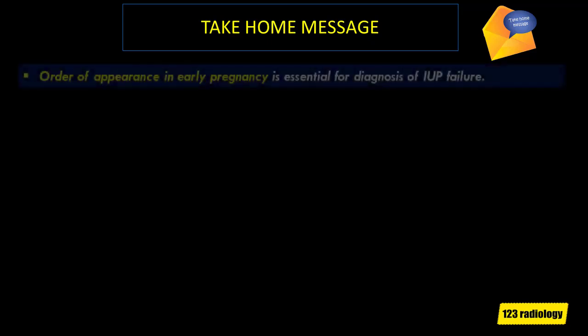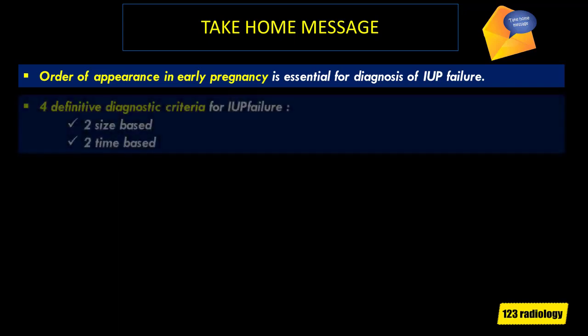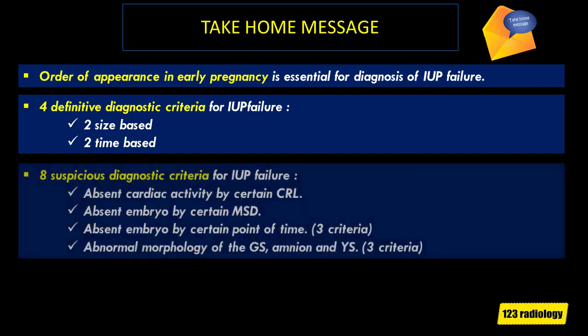Take-home message. Understanding the order of appearance in early pregnancy is essential for diagnosis of intrauterine pregnancy failure. There are 4 definitive diagnostic criteria for intrauterine pregnancy failure. 2 are size-based and 2 are time-based. There are 8 suspicious diagnostic criteria for intrauterine pregnancy failure.